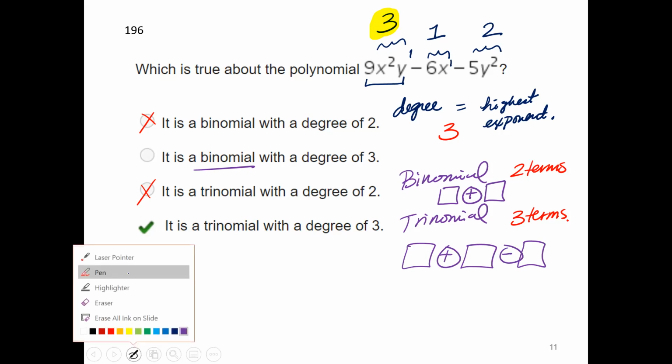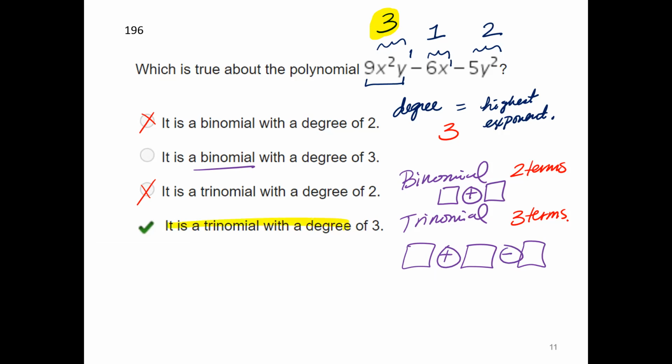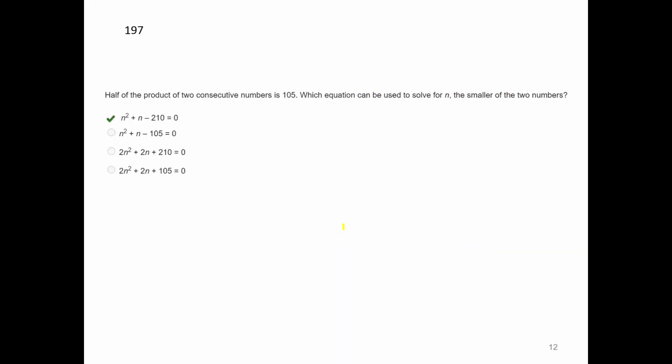So which one is it? Well, it's a trinomial and has a degree of 3. So that's what it's asking you. All right, question 197. Go ahead and read it, highlight the important information because there's a lot of them.